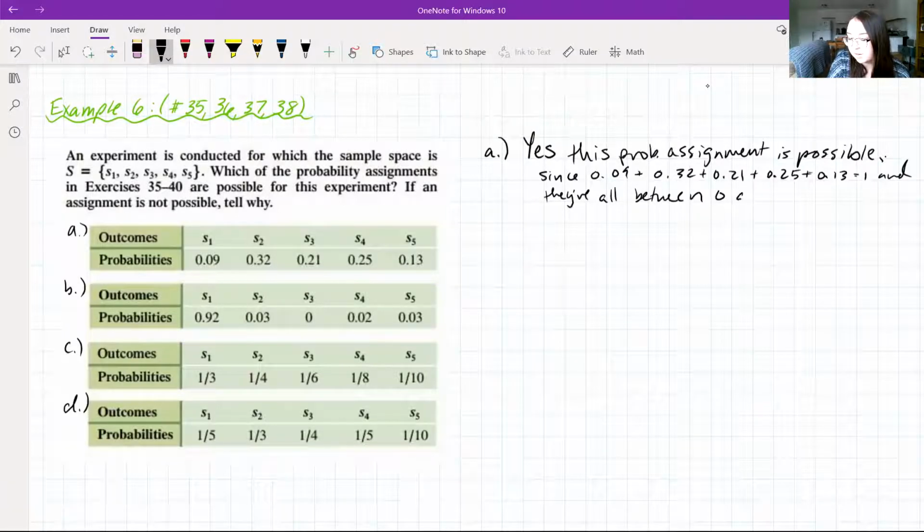And they're all between 0 and 1. Okay, so that's the only time I'm going to write it. Now, after this, whenever we say that it's possible, we know that that is the assumption.